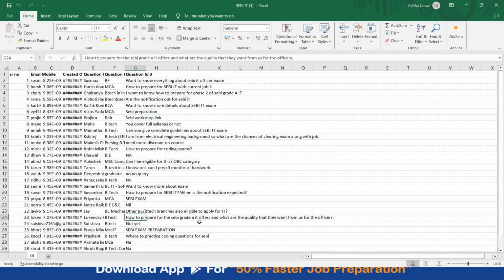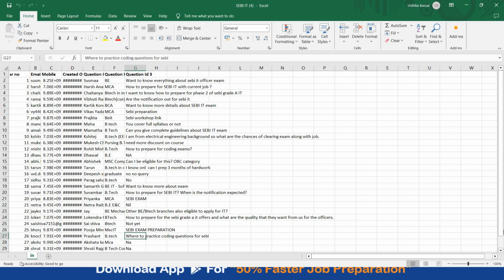Then the next is, how to prepare for SEBI IT officer and what are the qualities that they want from us for the officers. So there are various departments. You will be in support role, you will be in development role, you will be in operations role. So there are various kinds of roles, but yes, whatever is there in the syllabus and also the coding part, they expect you to have an idea of all these areas.